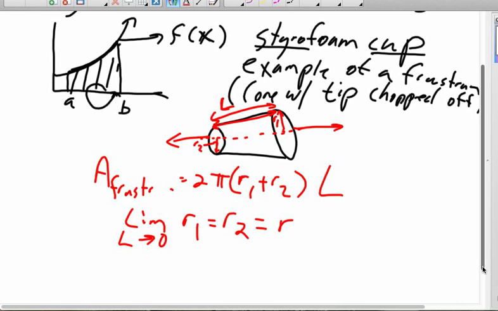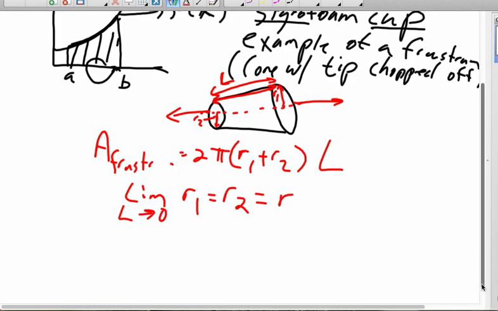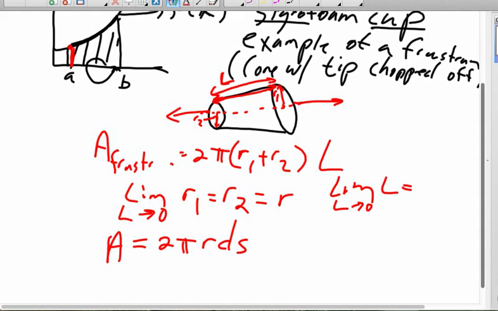So the limit of a frustum with very, very small length, which is just taking a slice out of this thing, has area 2 pi R times this very small piece along here, ds. In other words, the limit of L as L goes to 0 is ds, which is a very, very small arc length. And that's what we're dealing with here.